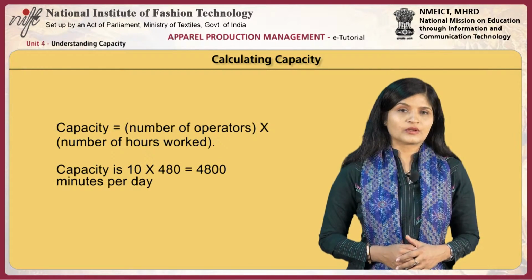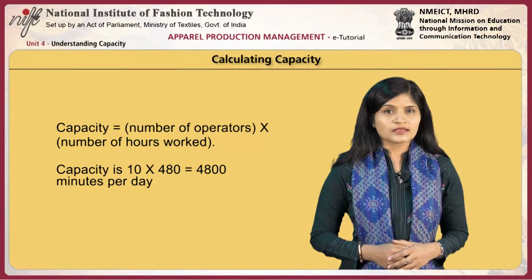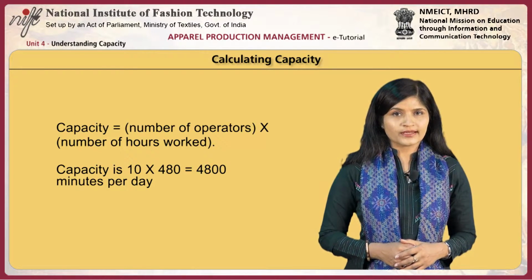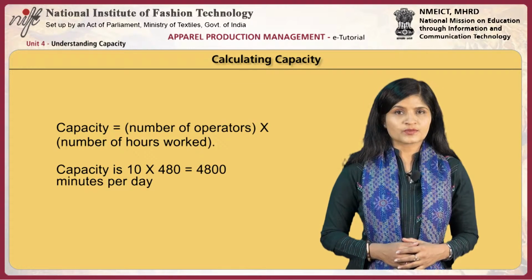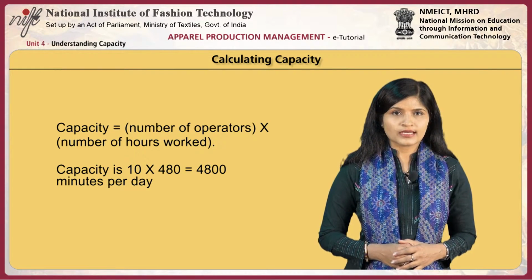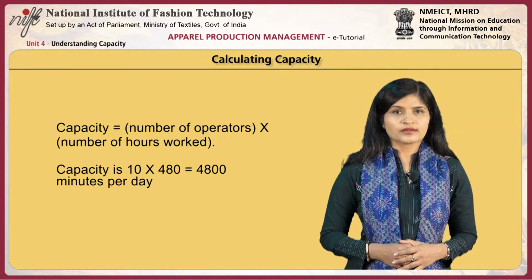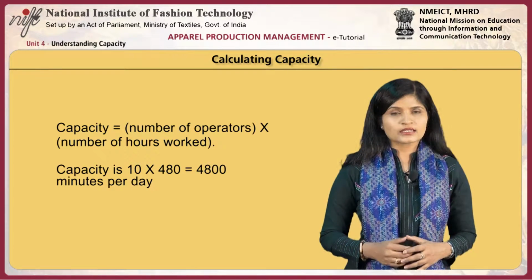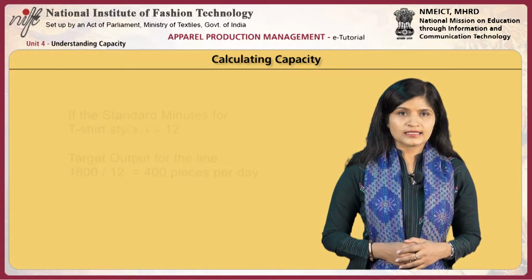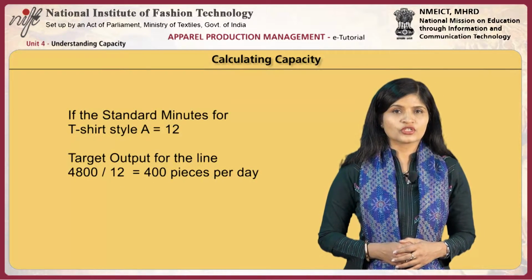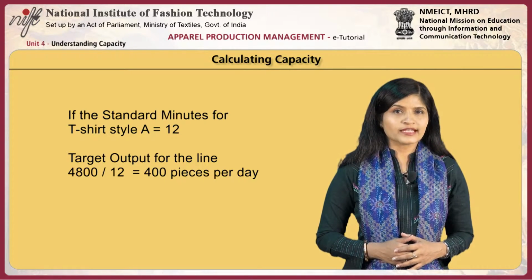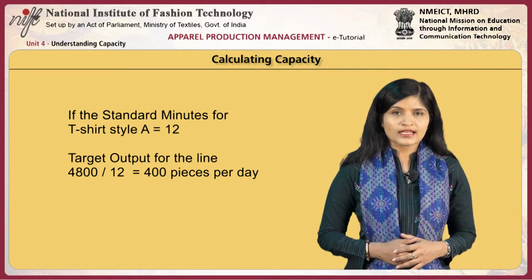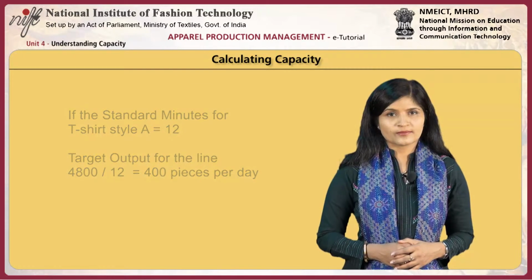Basic capacity calculation is shown here. Let's assume that a company works for 8 hours per day or 480 minutes. Number of operators per team is 10. So, capacity is 10 into 480, that is 4800 minutes per day. It is the maximum capacity of the plant. If the standard minutes of the t-shirt A is 12, then target output for the line is 4800 divided by 12, that is 400 pieces per day.